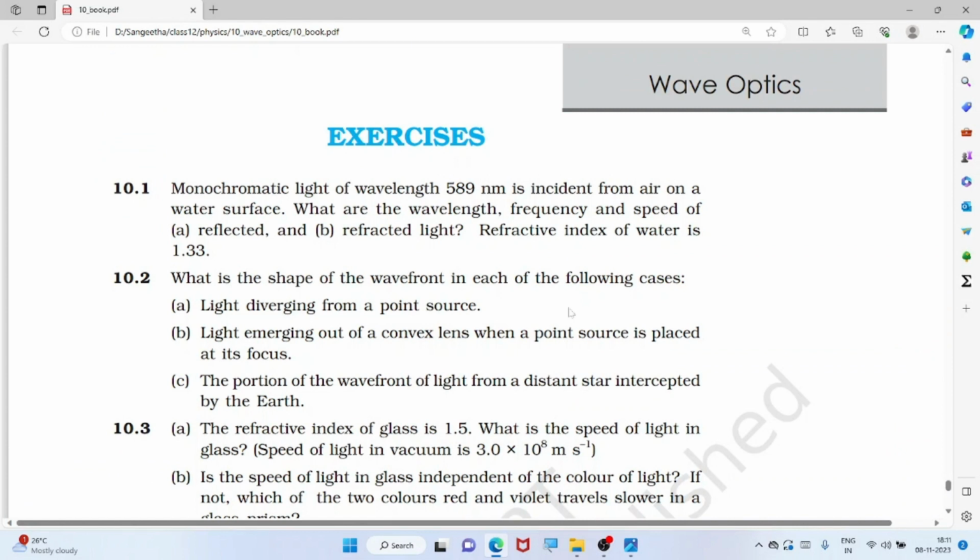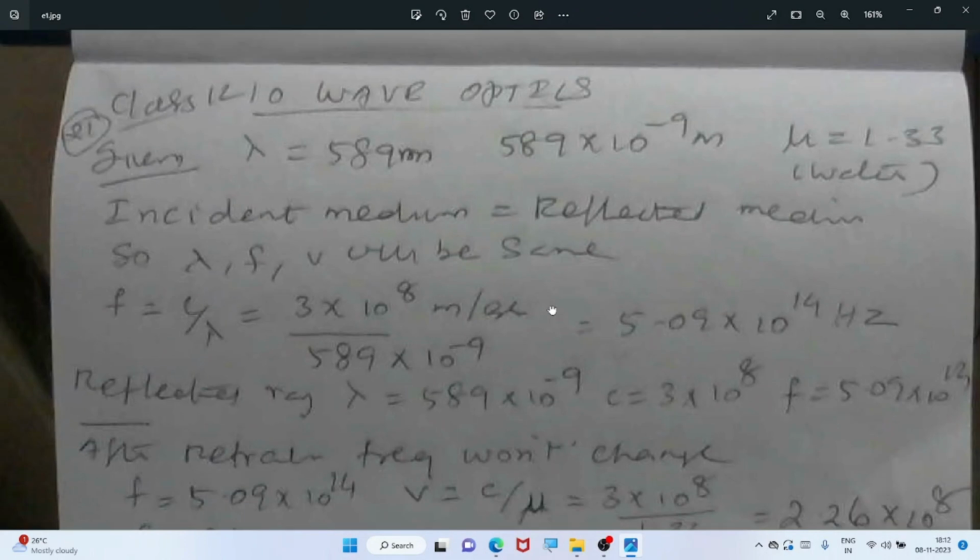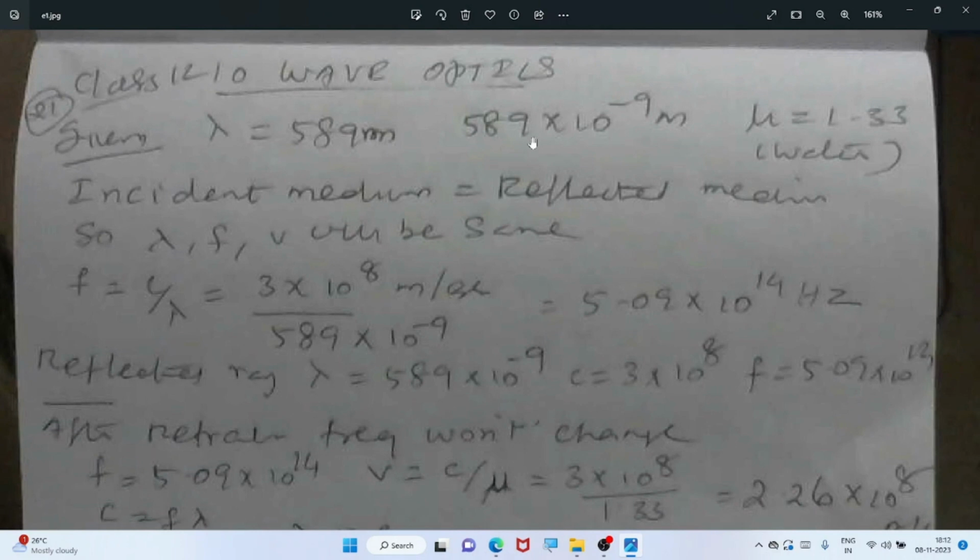We will go through this exercise problem. A monochromatic light of wavelength is incident from air on a water surface, rarer to denser medium. What are the wavelength, frequency and speed of the reflected and refracted light? The refractive index of water is 1.3. This is the wavelength of the light, given in nanometers. A nanometer is 10 power minus 9 meter.